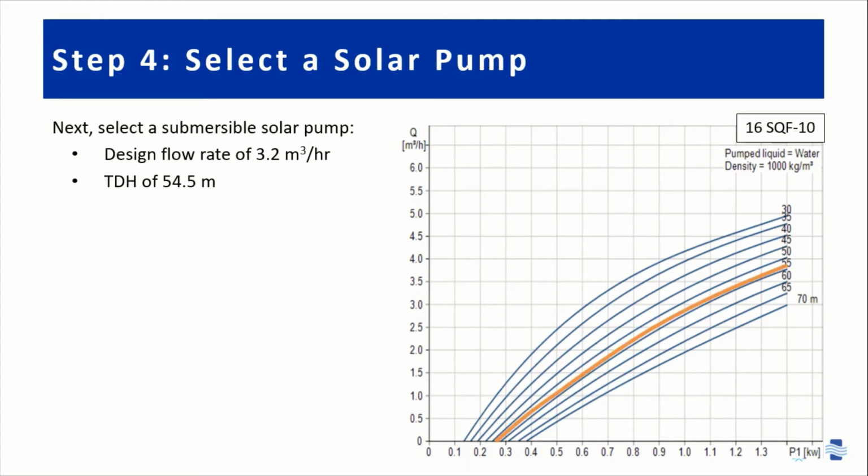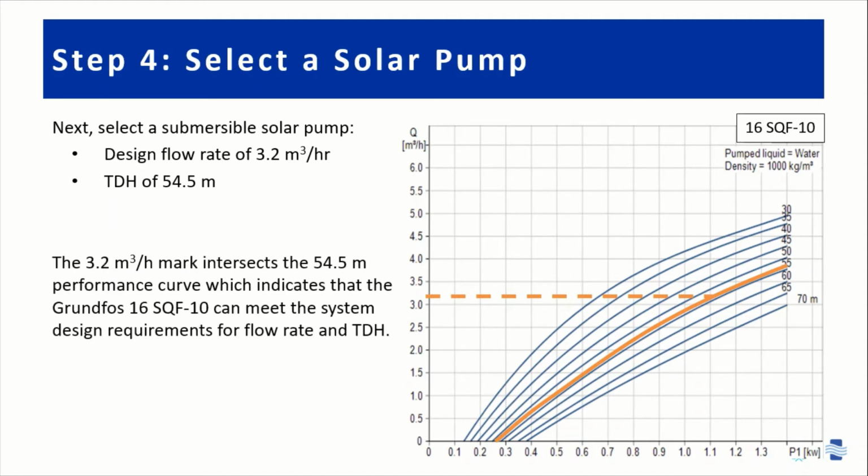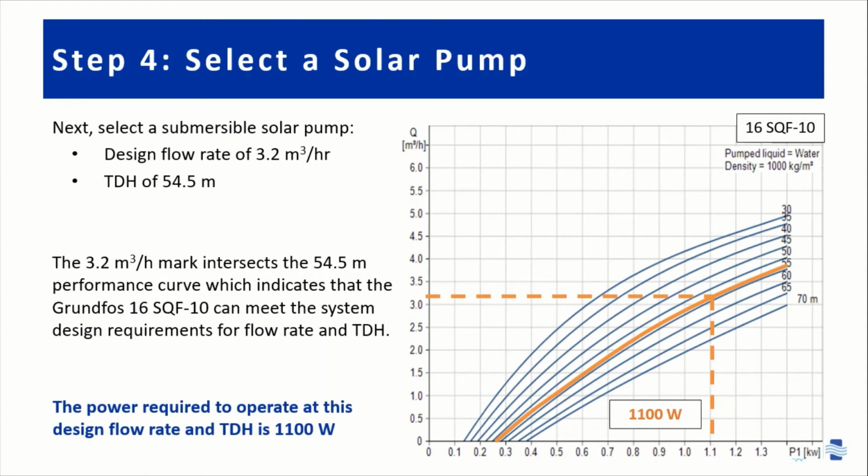Next, we'll draw the line for our TDH right below 55 meters. And then we'll read over from 3.2 cubic meters per hour to that TDH line, and then read down to where it intersects the TDH line and see where it intersects the x-axis. In this case, it's about 1,100 watts, or 1.1 kilowatts. So the power required to operate at this design flow rate and TDH is 1,100 watts.